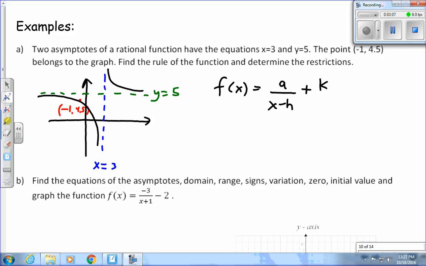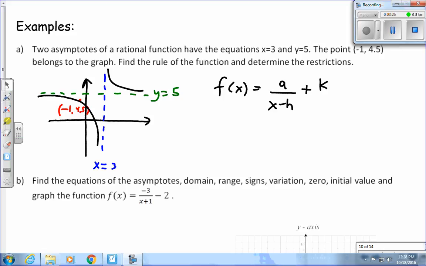Okay, so if you sketch, you should get what's on the left. The blue axis is x is equal to 3, the blue asymptote. The green asymptote is y is equal to 5, and your point is in red, negative 1, 4.5. That gives you a sketch. It should take you less than a minute to do that. Then you start with your rule.